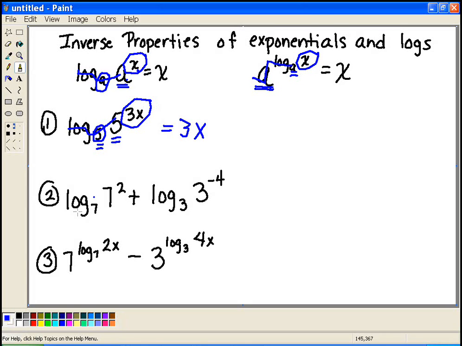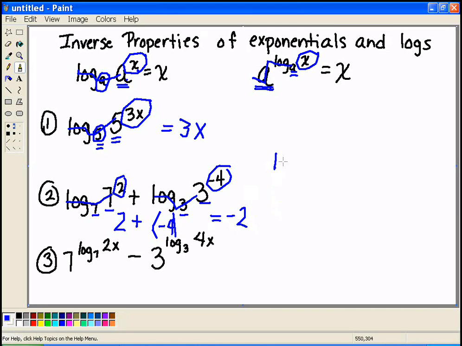Okay, let's try another one. Log base 7 of 7 raised to the 2. My 7s are the same bases, so these cancel each other out and I'm just left with what's in the exponent, a 2. Now this one's a little bit more complicated because I'm going to add something to it. So let's look at the second part. I have log base 3 of 3 to the negative 4. Again, I have a base of 3 and a base of 3, so they will cancel each other out and I'll just be left with what's in the exponent, the negative 4. So I get 2 minus 4, which in this case would be minus 2.